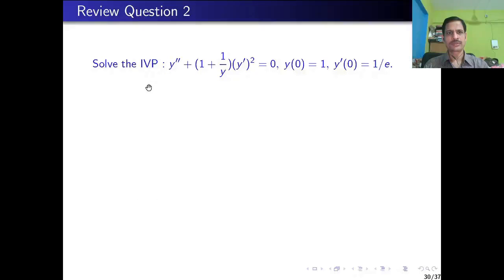The review question 2 is to solve the initial value problem y double prime plus (1 plus 1 by y) y prime squared is equal to 0 with initial conditions y(0) equal to 1 and y prime(0) is equal to 1 by a. Note that this is a second order differential equation, but to solve this second order differential equation we can use a trick. We can convert it into a first order differential equation and solve it. You can pause the video and try to solve the question on your own.